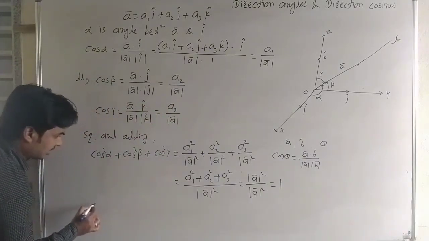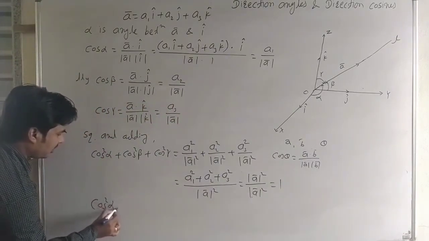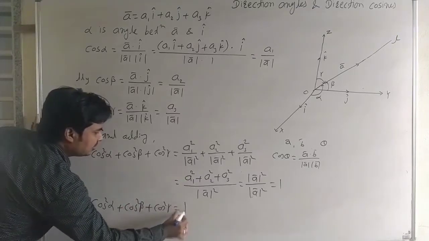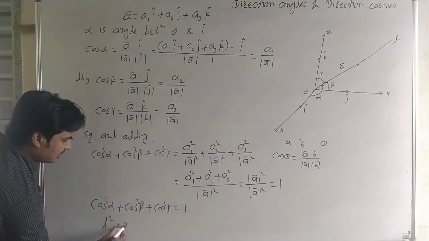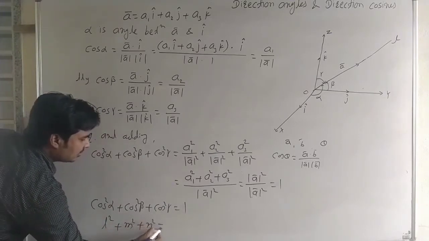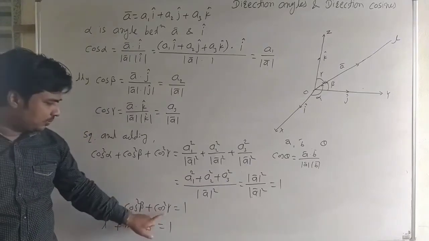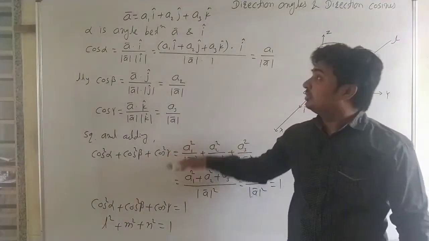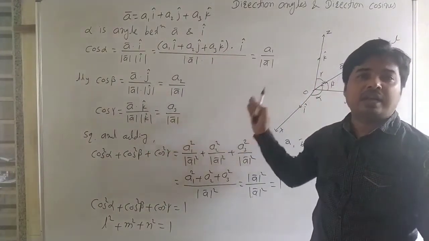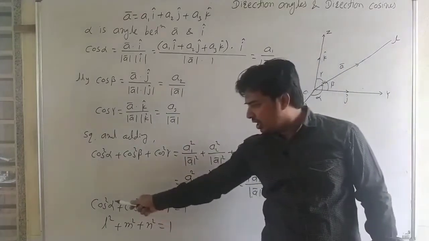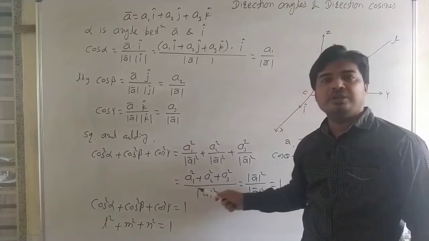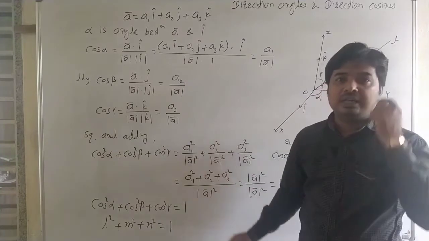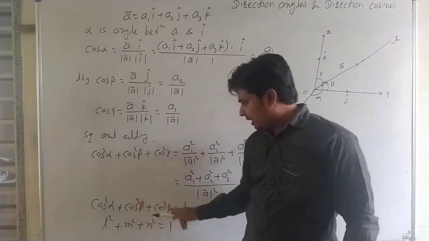Therefore we know the relation cos square alpha plus cos square beta plus cos square gamma is equal to 1. That is l square plus m square plus n square is equal to 1. It is the relation between the direction cosines of a vector. Cos alpha, cos beta and cos gamma are the direction cosines of the vector, then we can write cos square alpha plus cos square beta plus cos square gamma is equal to 1, that is l square plus m square plus n square is equal to 1.